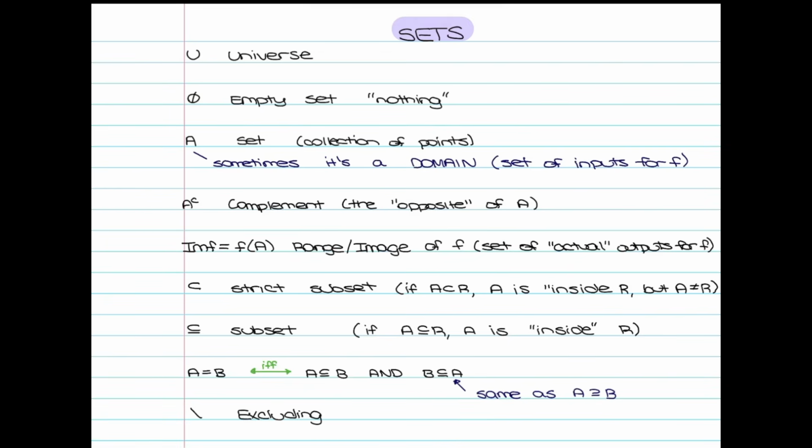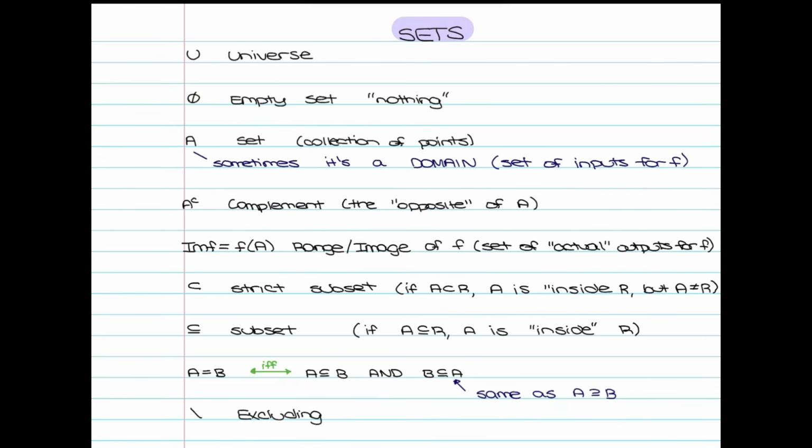The complement is simply the opposite, so everything that is not in the set. So in the example of the function, it would be everything outside the domain. And the image or the range of the function, they can call it IMF, so image of the function, or f of a, where again a is the domain.